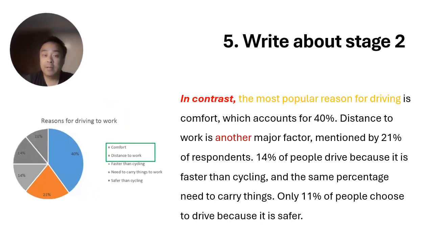Now it's time to go to the second body paragraph, where we have a linking phrase, in contrast, and we transition to talking about why people drive to work. Here I have a comparative sentence, the most popular reason for driving. I use this because, as you can see, there is one huge pie slice that's worth 40%, and that is comfort. Now, part of the majority reason is this smaller percentage, distance to work, and that appears here in the second sentence. Feel free to pause the video and read this paragraph carefully.